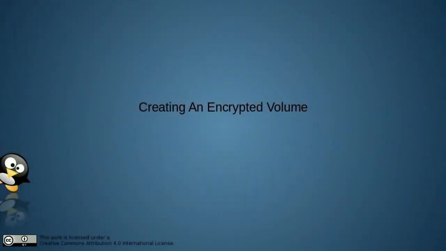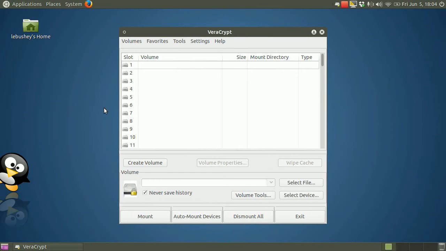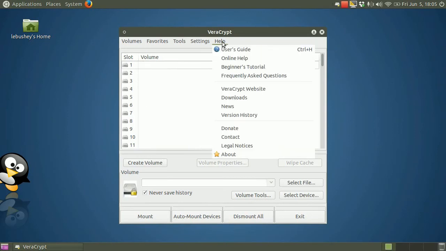Creating an encrypted volume. Before we create our first volume, VeraCrypt provides easy-to-follow instructions in their manual. The manual is accessible both within the application and online. To find the in-app help from the main menu, select Help, User's Guide.